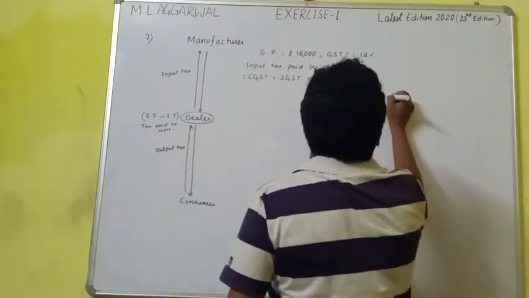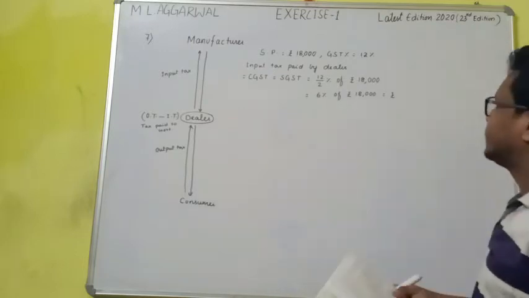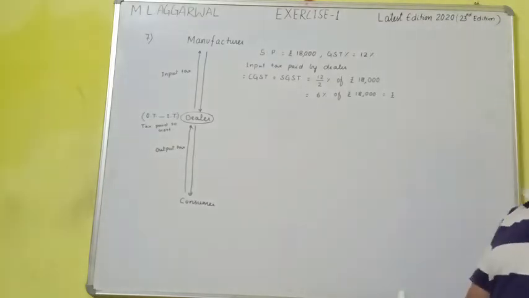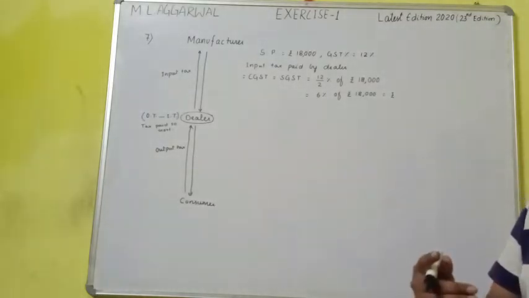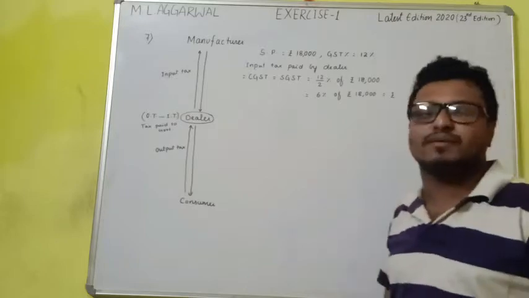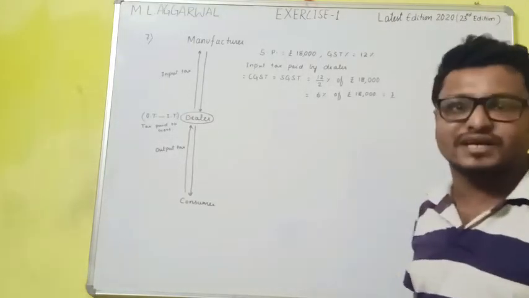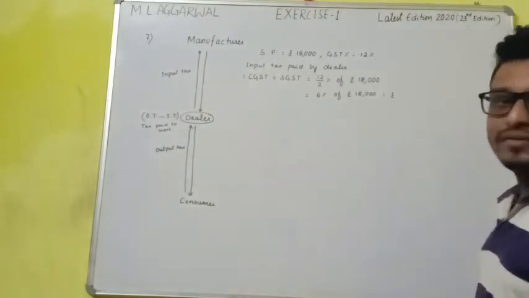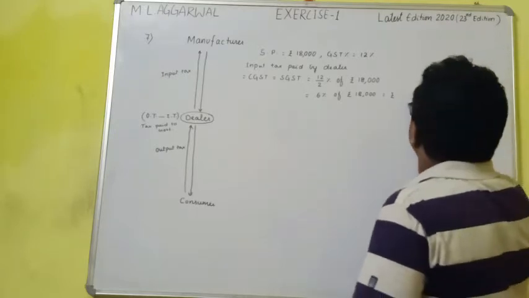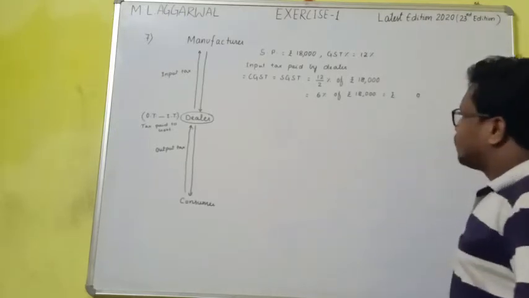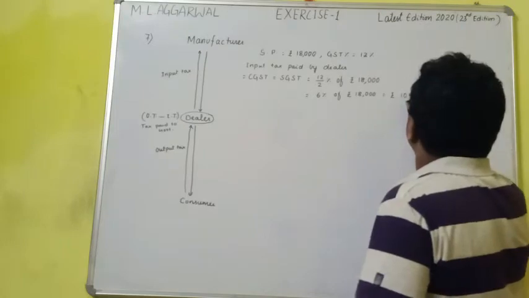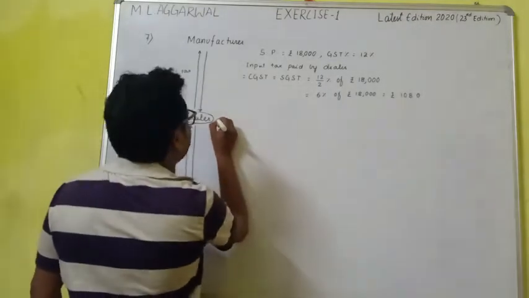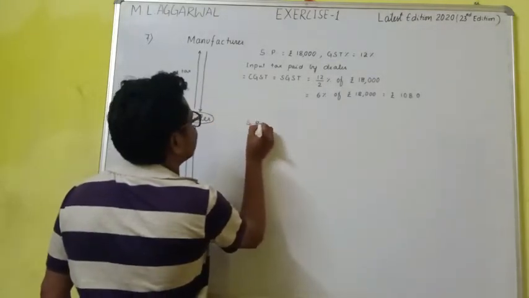So 6% of 18,000 will be equal to how much? Zeros cancel. Then 18 times 6 you multiply, 360 plus 360 is 720, plus 360 will be how much? Tell me. It will be equal to 1080. So now again, selling price of dealer.